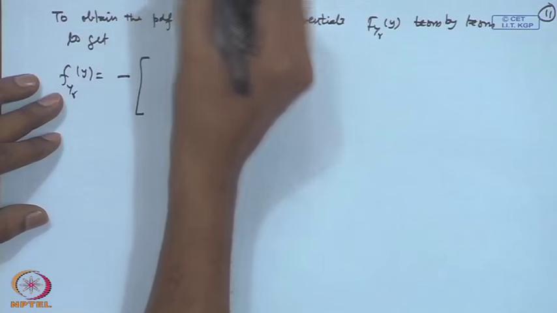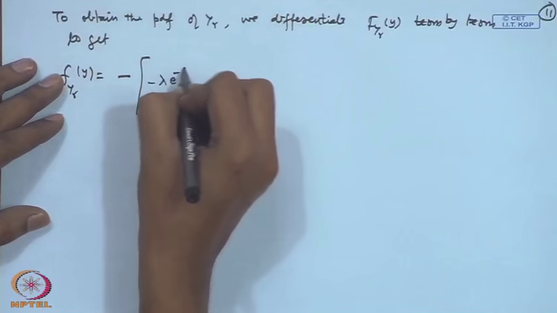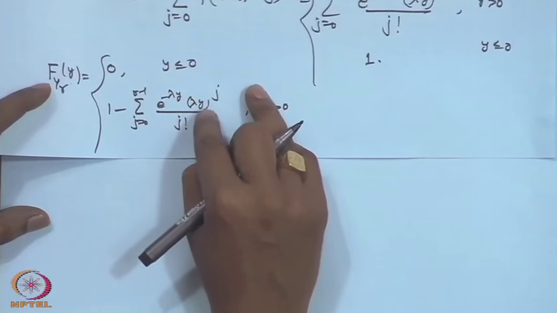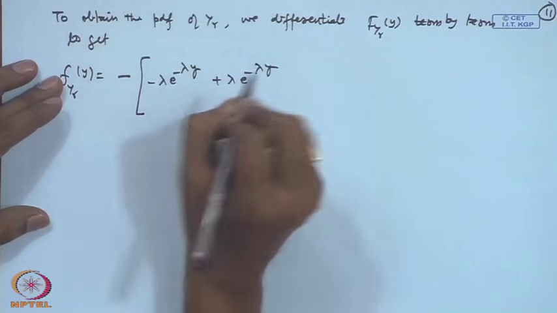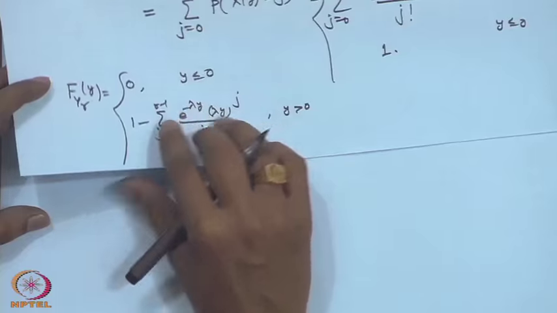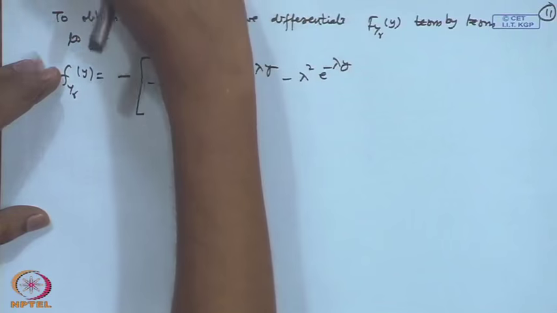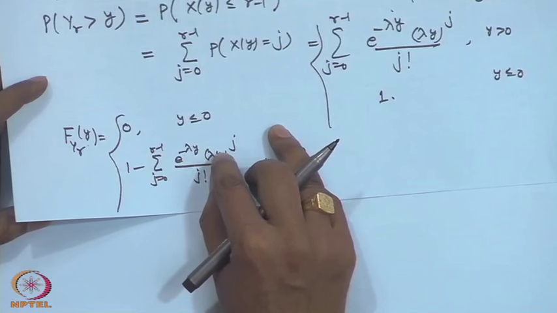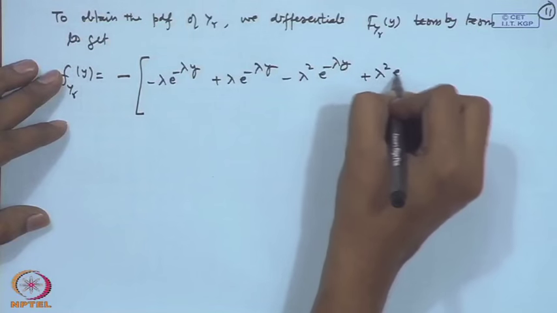So the first term is e to the power minus lambda y here. If you differentiate, you will get minus lambda e to the power minus lambda y, and the second term is lambda y into e to the power minus lambda y. If I differentiate lambda y, I will get lambda, so I will get plus lambda e to the power minus lambda y. Now, the second term will give me lambda square, because this will give me minus lambda e to the power minus lambda y, so minus lambda square e to the power minus lambda y. Now, if I consider the next one, here I will have lambda square y square by 2 factorial. If I differentiate, I will get twice lambda square y by 2, so 2 will again cancel. This will again give me plus lambda square y e to the power minus lambda y.